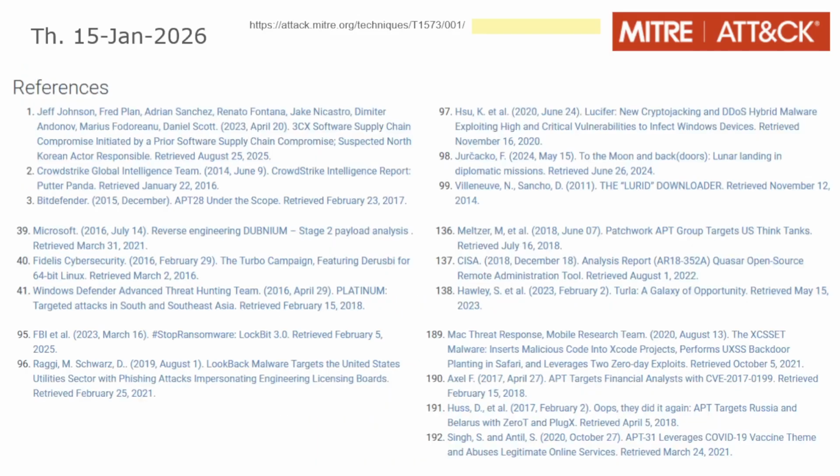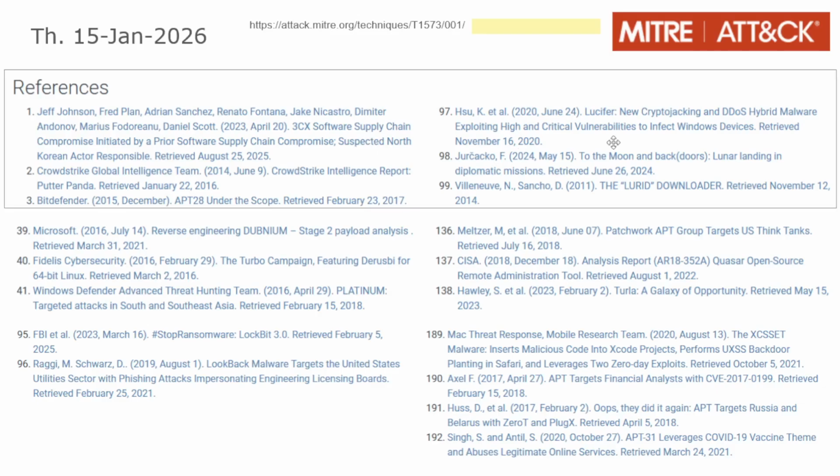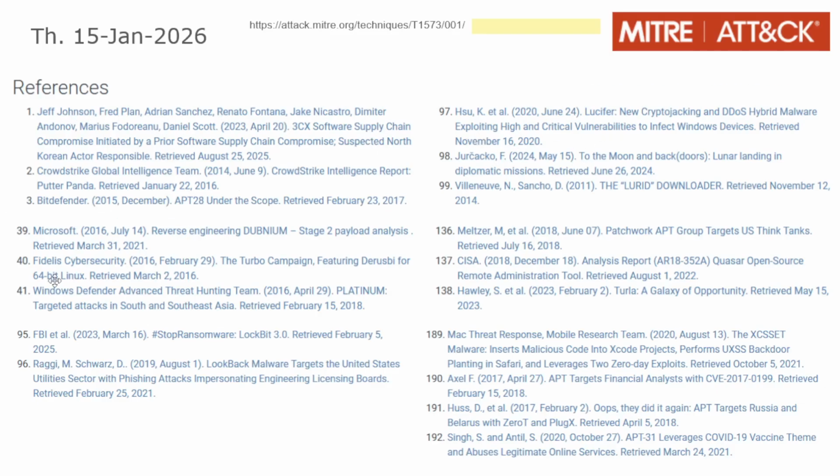Next, let's move on to the references here. There are many references. This time I took 6 references from the top, then from the middle, and then from the bottom. We have in total 192 references, which is quite a lot. That's simply because symmetric encryption is an old topic.